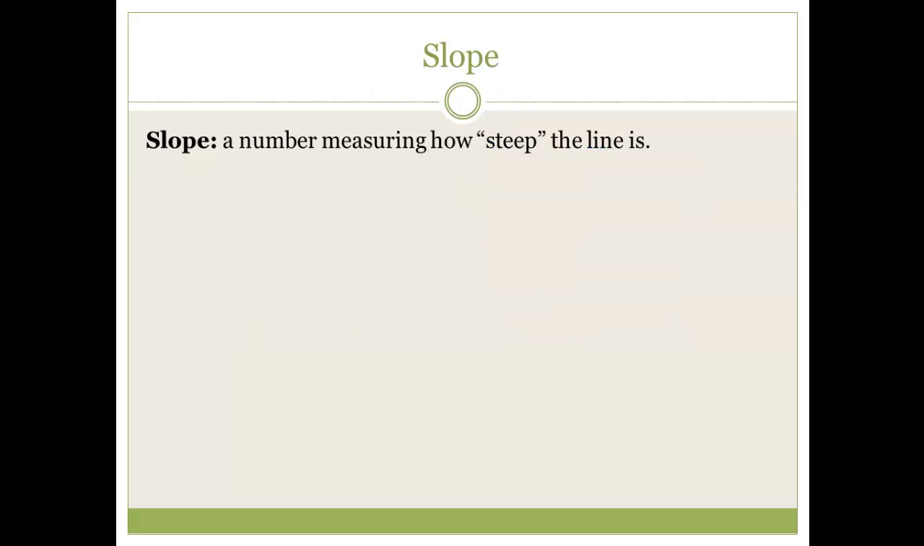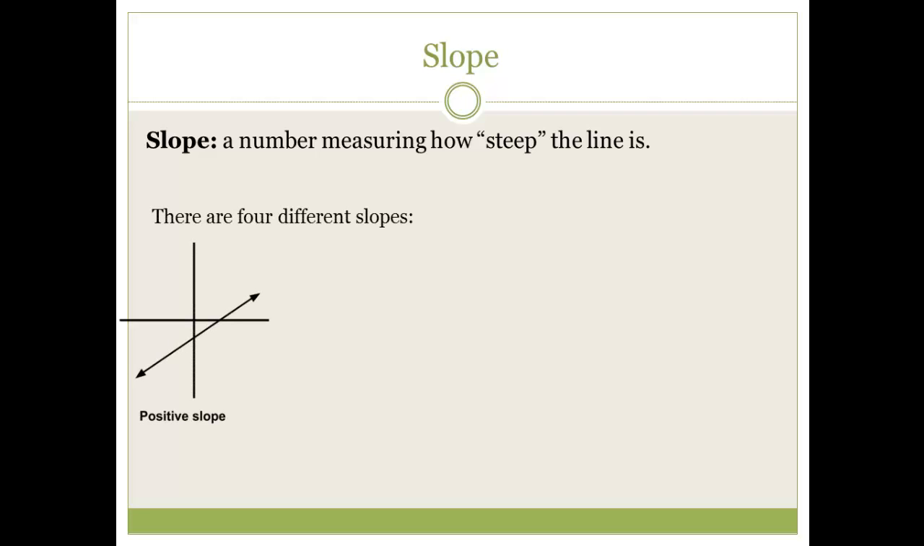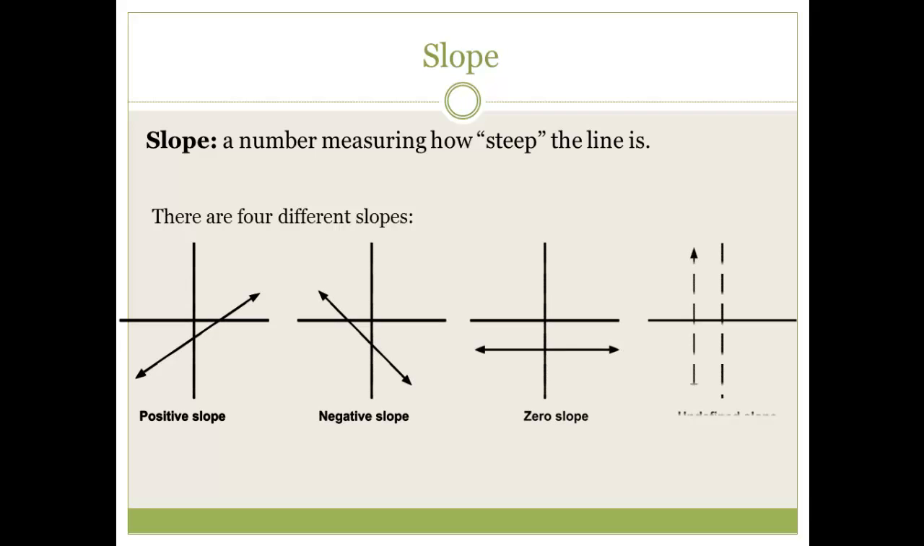Calculate and interpret functions. The slope of a line is a number measuring how steep the line is. There are 4 different slopes: positive slope, negative slope, zero slope, and undefined slope.